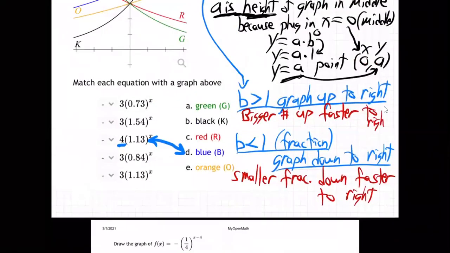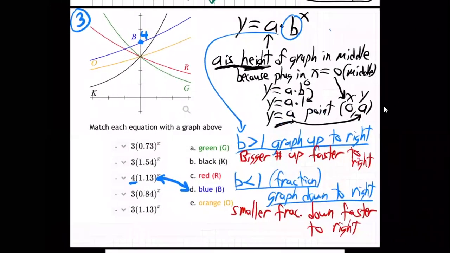So the b, the base, the thing that has the exponent on it, tells you if the graph goes up or down and how fast it goes up or down, because you're constantly raising a bigger and bigger power on that base. So let's look at the bases. Here's a base, the base, the base, and the base. Which one is the biggest base? Well, the biggest base is right here, 1.54. So which graph goes up the fastest?